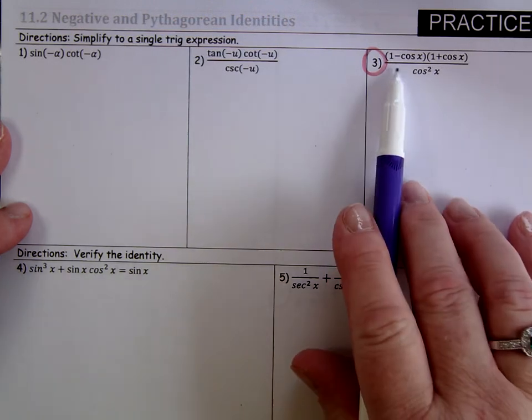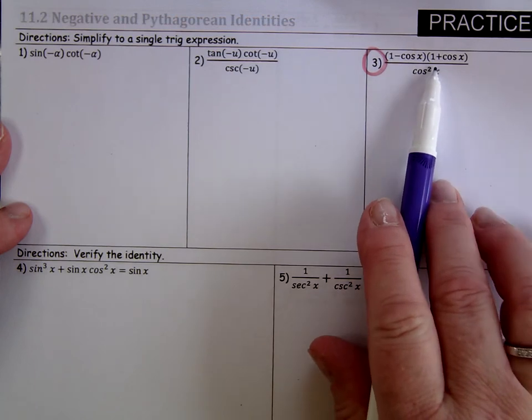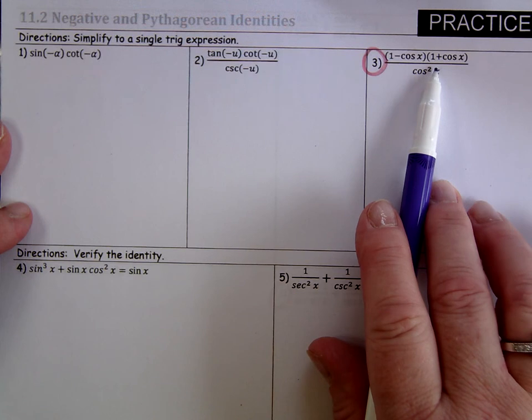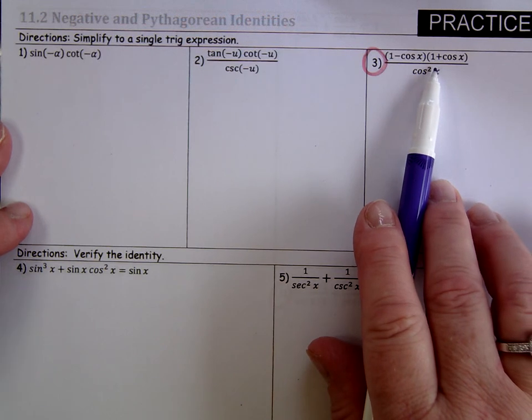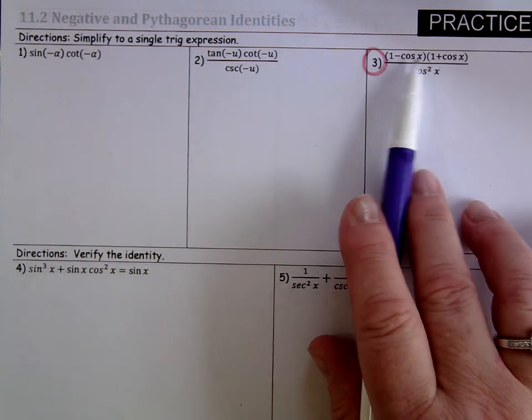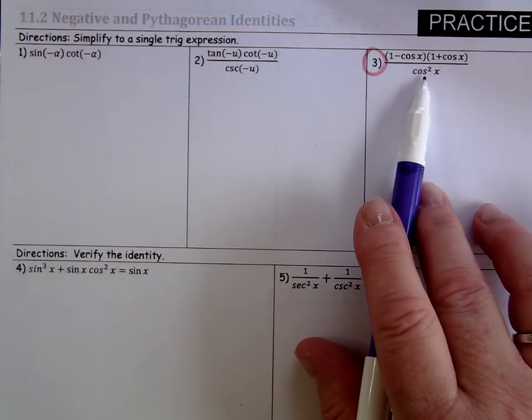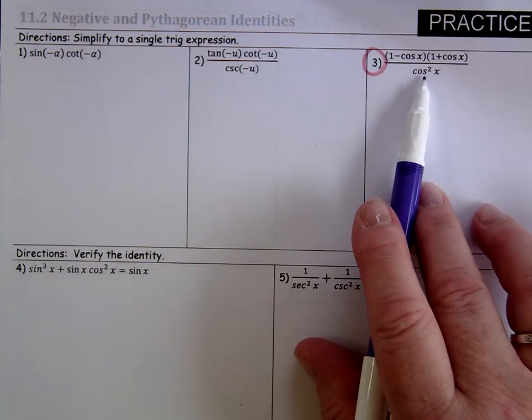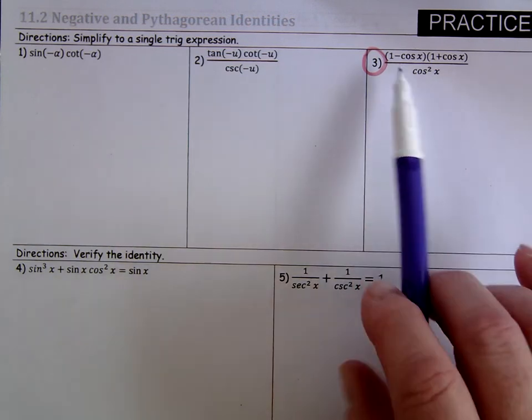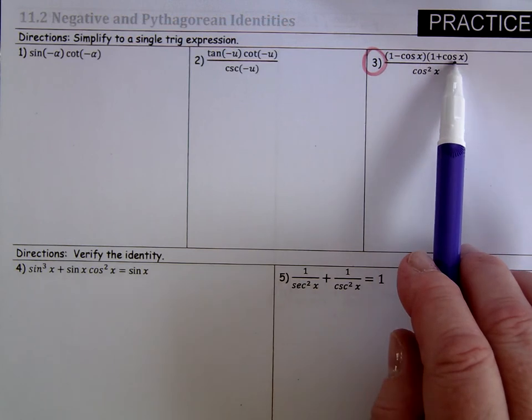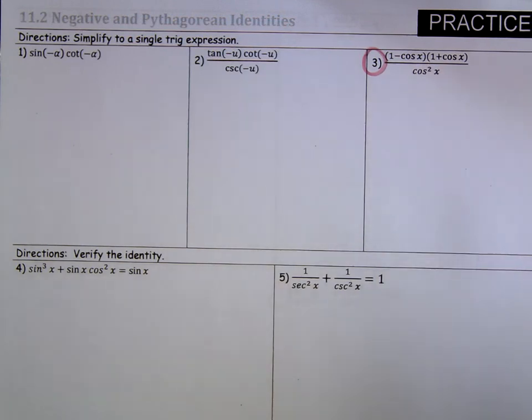This one you might wonder what you're supposed to do with it, and it might remind you of the Pythagorean identities, but there's not a square there, right? You can only use the Pythagorean identities when there's a square involved. Everything is in terms of sine and cosine, so I don't have any changes I really want to make. But I see this is 1 minus cosine and this is 1 plus cosine. Let me try foiling them together.